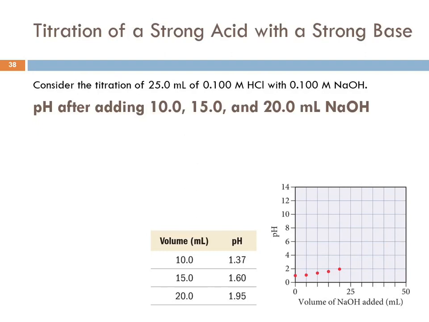Any questions? Why are we doing this? There's got to be more common sense to why. Well, normally we don't do the calculation. Normally we measure the pH. But we have to go through this agony so that we can understand what's going on.